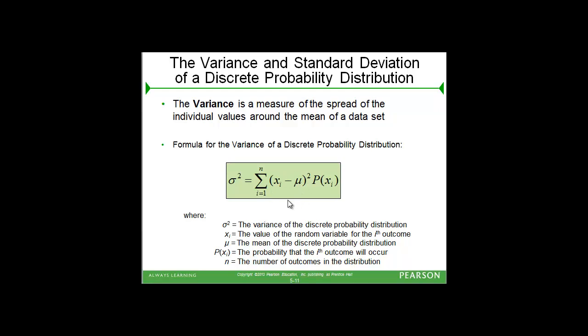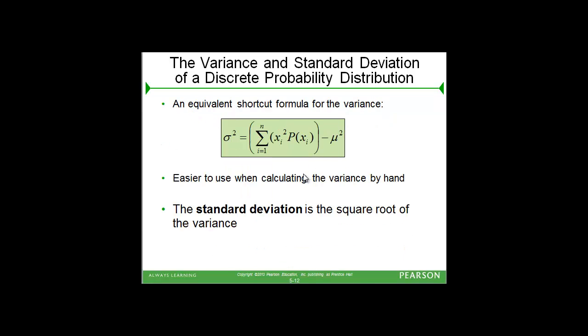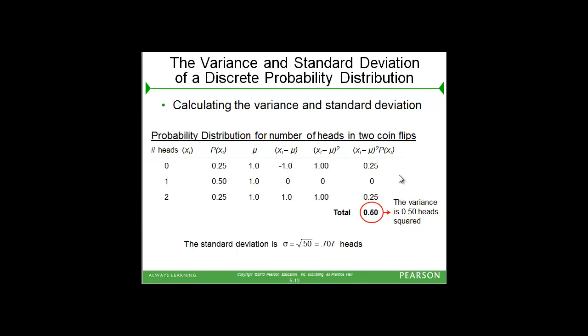So it is equal to each value of the random variable minus mu, where mu is the mean of the discrete probability distribution, and square it. Then times the probability of each random variable. And the standard deviation is the square root of the variance.